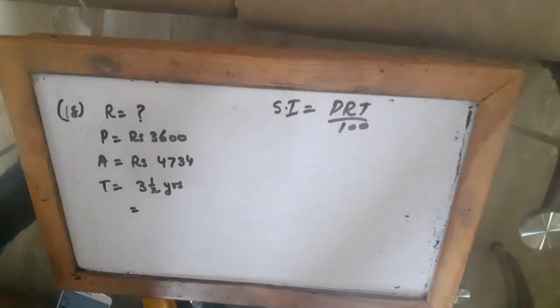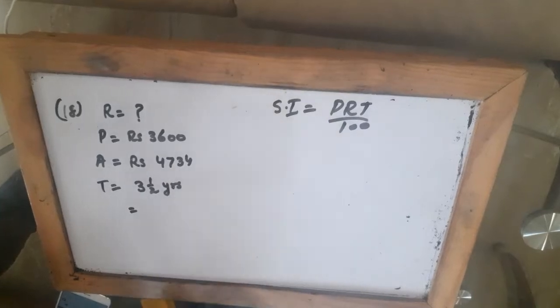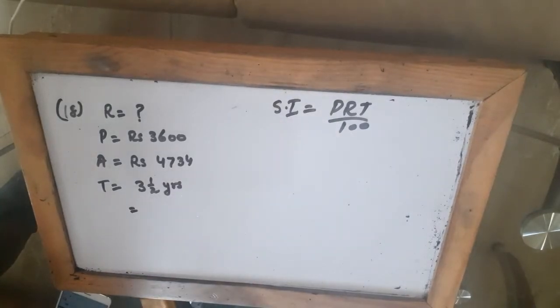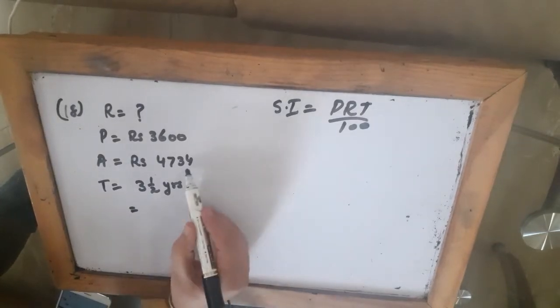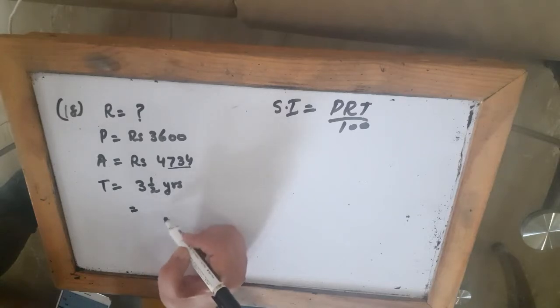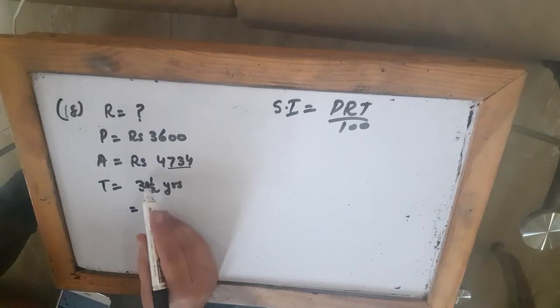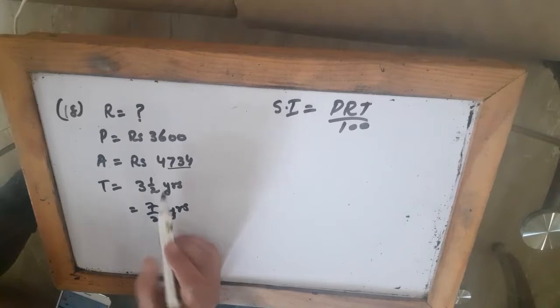Now the 18th question, in the 18th question they say at what rate percent. So it means I have to find the rate percent. At what rate percent per annum will rupees 3600, so the sum of money is 3600, amount to rupees 4734. This is the amount given in 3.5 years. So this 3.5 mixed fraction, if I convert this into improper, is 7 upon 2 years. So I have to find the rate of interest.